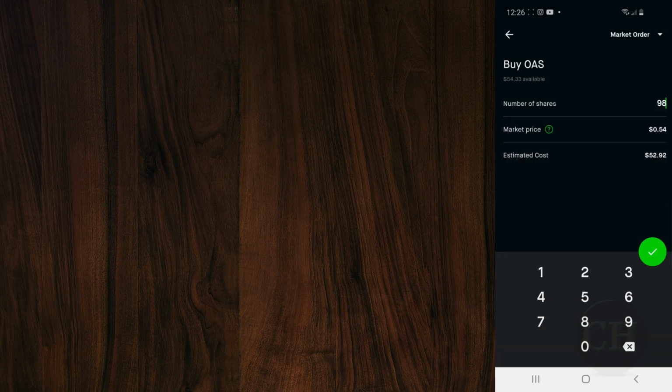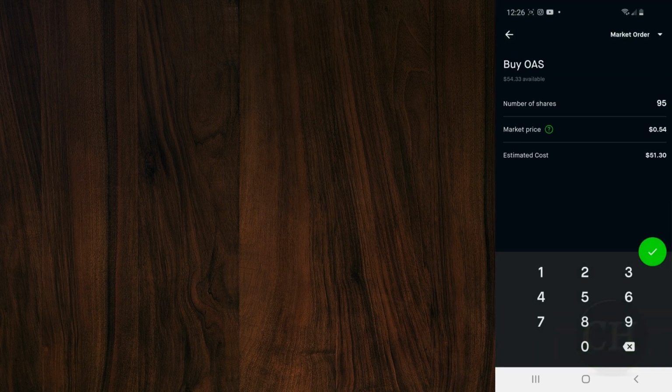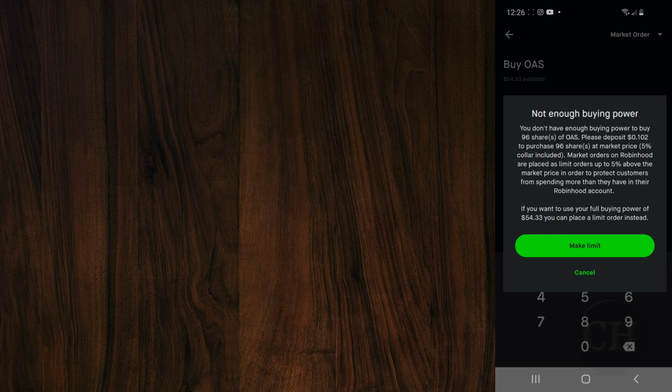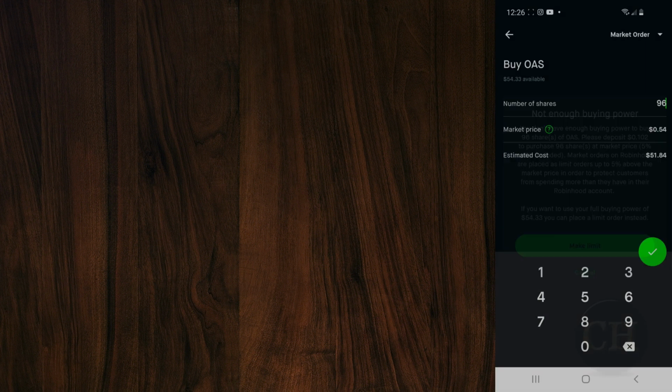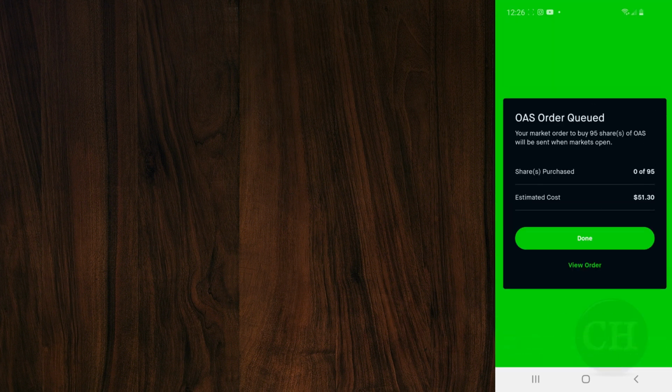$1.24. You gotta be kidding. This is killing me. My math is off tonight. Okay, let's say 95 shares, $51. Let's see if they'll let me make that order. They'll let me make that order. I'm going to go up to 96 shares. 96 shares, $51. Nope. 12 cents? 10 cents? You don't have enough buying power to buy 96 shares. Oasis, please deposit 10 cents. You gotta be kidding me. 10 cents. All right, so guys, I gotta buy 95 shares. Who cares? I'm going to go ahead, swipe up to make that order.